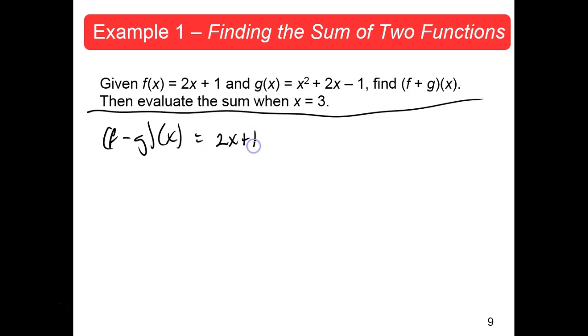2x plus 1. When it starts out that way, there's no reason to put a parenthesis. Then minus what? Put a parenthesis in here, okay? You've got to put a parenthesis around the g of x, and I'll show you why in a second. x squared plus 2x minus 1. Well, you don't gotta, but I'll explain how you could avoid it. But that's what we do. With the minus sign there, that means you're going to be changing signs inside the parentheses. Yes?